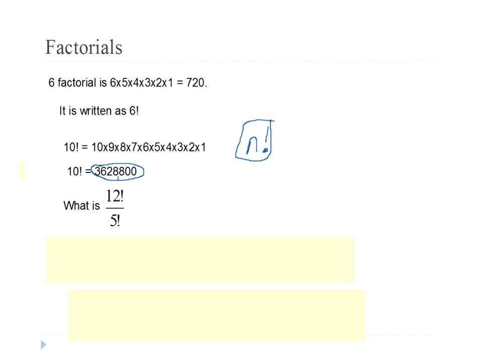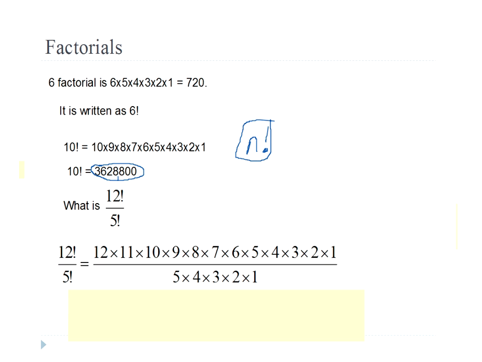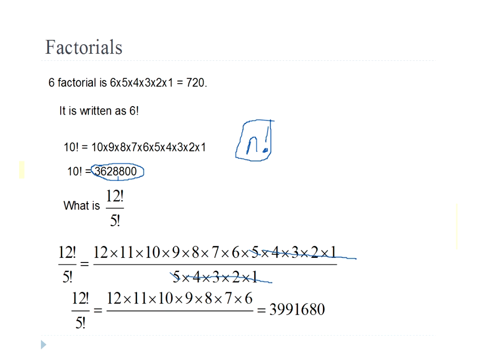So let's take a look at 12 factorial divided by 5 factorial. Well, 12 factorial is 12 all the way down to 1. 5 factorial is 5 all the way down to 1. And so what I can see here is that 5 divided by 5 is 1, 4 divided by 4 is 1, 3, 2, 1, they're going to divide to give me 1. So 12 factorial divided by 5 factorial is just 12 times 11 times 10 times 9 times 8 times 7 times 6, which gives me this huge number.